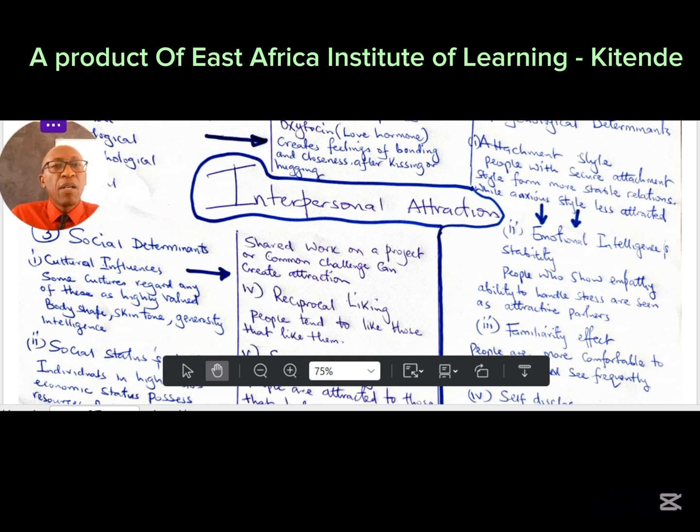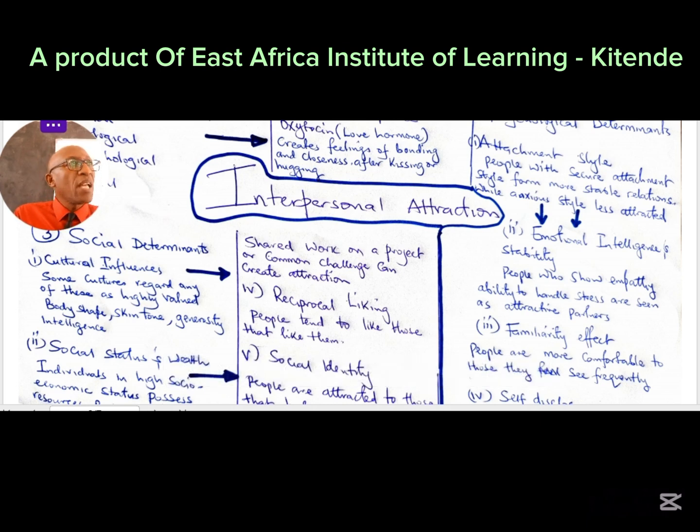The third is what we call the social determinants. And these have subcategories. The first one is cultural influences. Some cultures regard certain things at a higher level. Let's give an example. In some Western cultures, some body sizes are regarded as quite high. In South Sudan, height, very tall girls, is regarded as very key in determining whether someone will get married. In some cultures, the skin color is regarded very highly, whether very dark or very light. Some behaviors like being generous are regarded very highly.